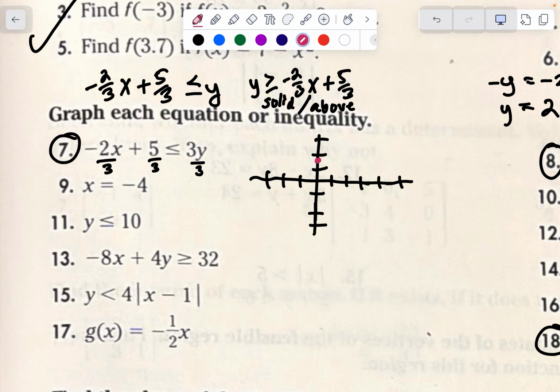We're going to count down 2 from there and over 3. So you want to kind of stay at that same height. So it's about right there. And then I make my solid line. And I want to shade everything that is above that line.